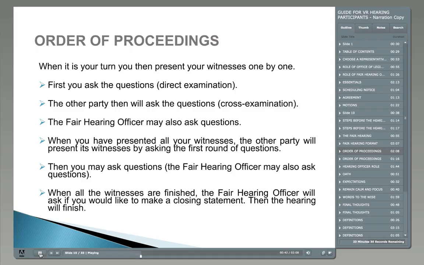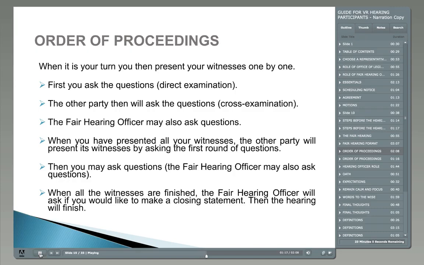So first, you ask the questions of your own witness. That's direct examination. Then the other party has the opportunity to ask questions of your witness. That's called cross-examination. The fair hearing officer also may ask questions, and really they mostly can ask questions at any time. And when you've presented all your witnesses, the other party will present its witnesses. So they begin their direct testimony, their direct examination, getting their witness to deliver direct testimony. You then have the opportunity to cross-examine their witnesses. Fair hearing officer, again, can ask questions. And that's part of the process.